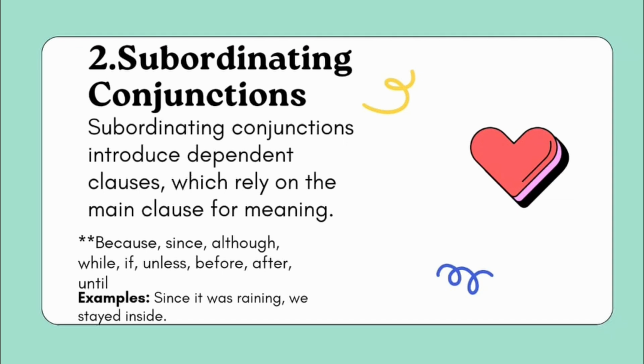Another example, after the rain stopped, we went for a walk. I believe you can identify the subordinating conjunction there. It is after. While she was studying, her phone rang. So the subordinating conjunction in that place is while.